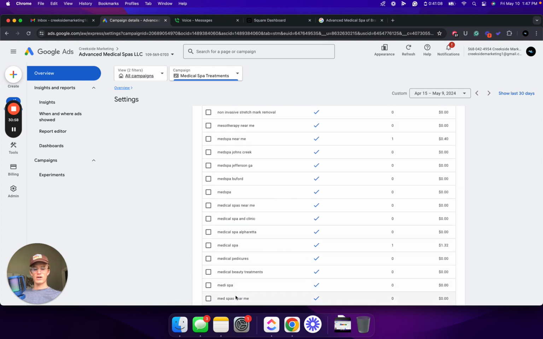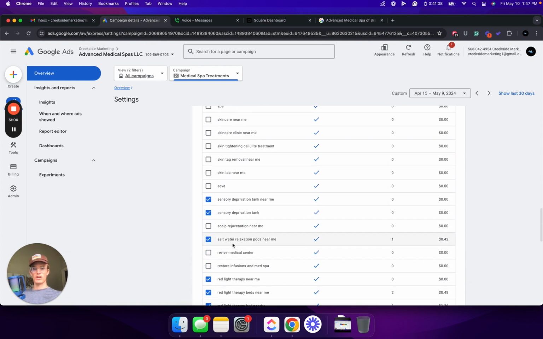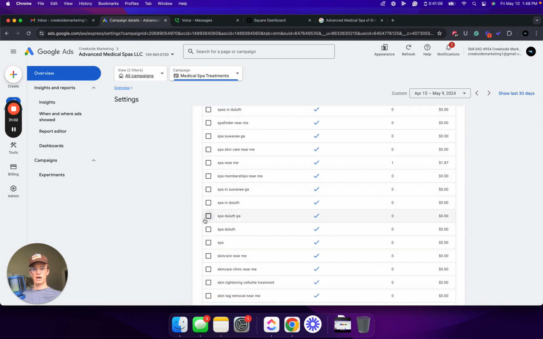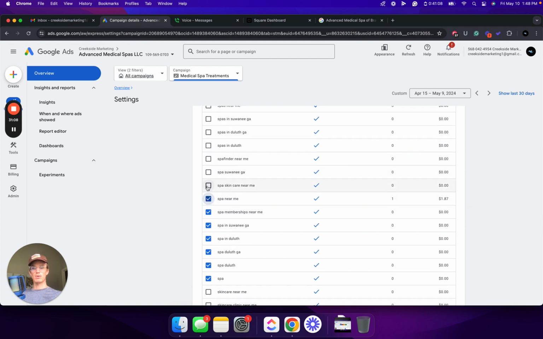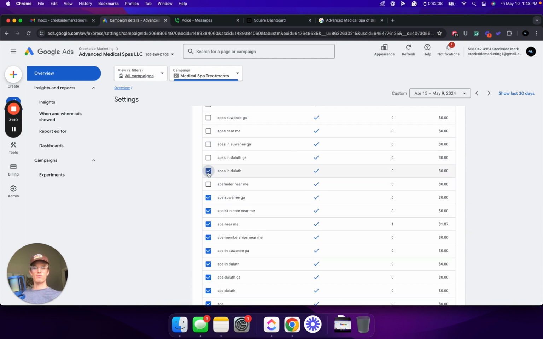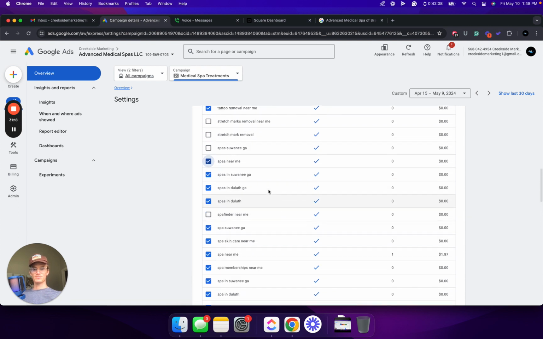Okay, now that we see we're actually showing up for med spas as well, we can come up and click off all these spas, and hopefully it will stop showing for spas but still show up for med spas. If we come back next week and see that the Smart campaign is just not getting clicks, then we need to go in and remove these from the negative keywords.